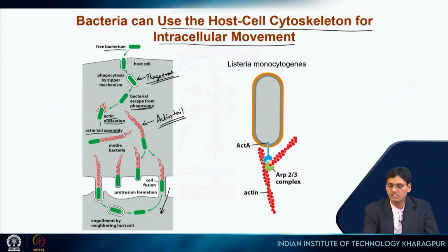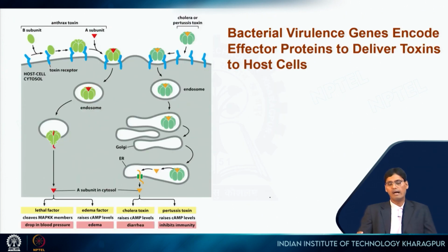For example, if you consider this is Listeria monocytogenes, then this bacteria on the surface, they have this protein ActA. It binds to some protein, and therefore that links to actin, and therefore they establish this actin tail, and therefore they can move inside the host cell. So, now, beside this intracellularization, so they are going inside the cell and they are moving inside the cell, and they are also infecting the surrounding cell.